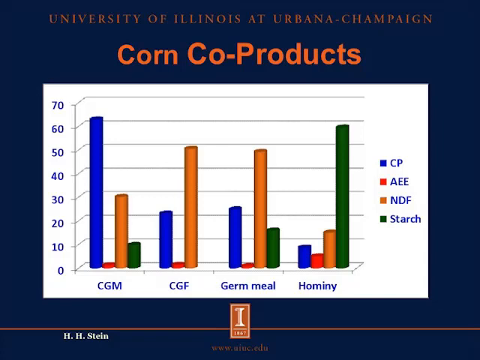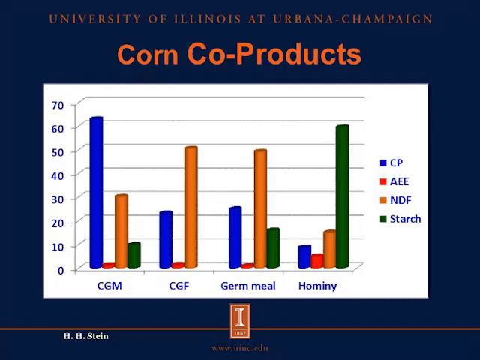The blue bars on this slide show the crude protein concentration in these co-products. The red bar shows the concentrations of acid hydrolyzed ether extract or fat. The orange bars show the concentration of fiber or NDF, and the green bars show the concentration of starch. And we will see that although all four are co-products of corn, they vary dramatically in the concentration of the different nutrients. Corn gluten meal contains quite a bit of protein and very little fat, medium concentration of fiber, and a low concentration of starch.